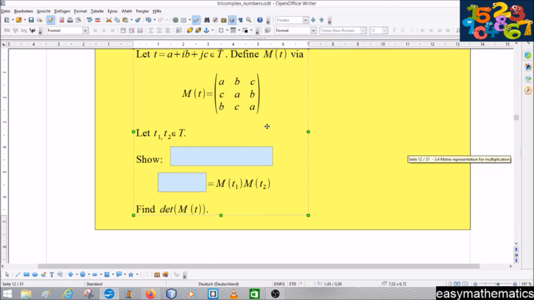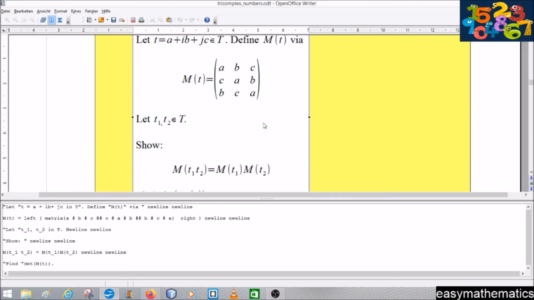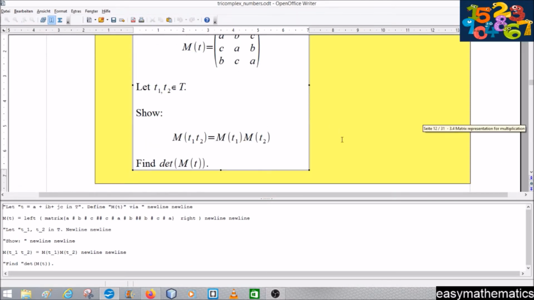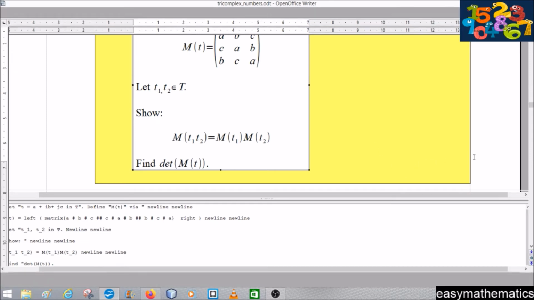Show that M of T is multiplicative. So in other words, M of T1 times T2 equals M of T1 times M of T2, and find also the determinant. And yeah, it's not so difficult, but it's a nice result, especially the determinant. This will remind you of something we have done previously. Okay.